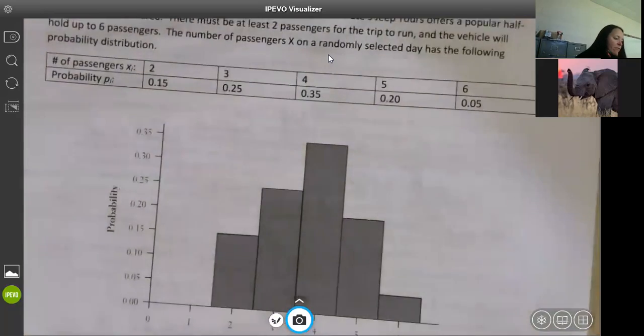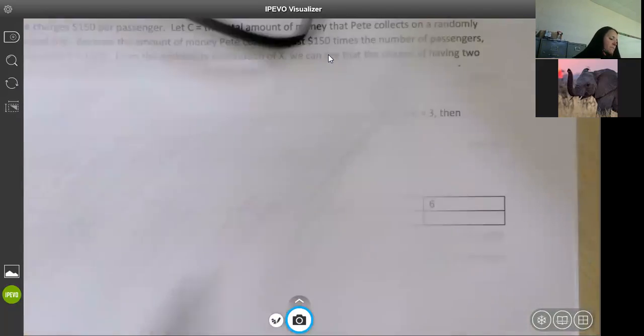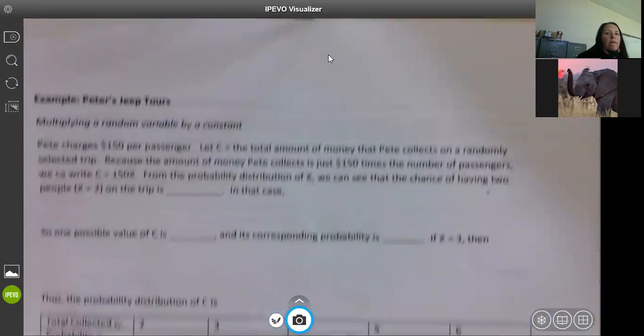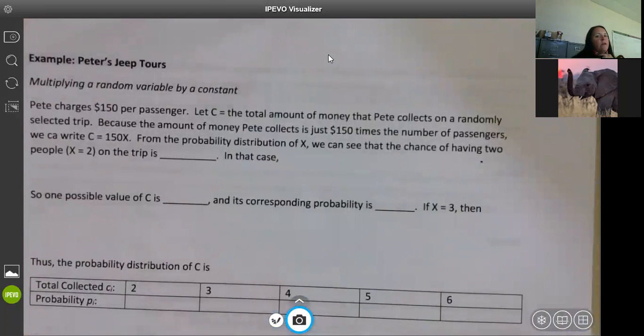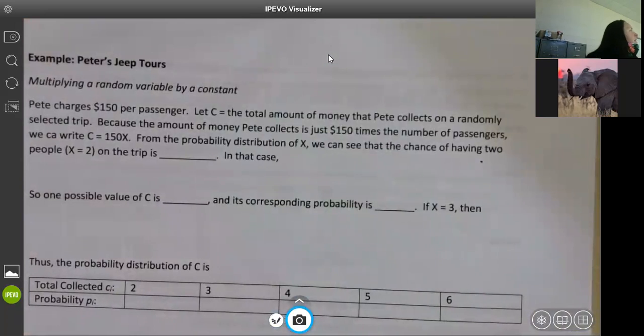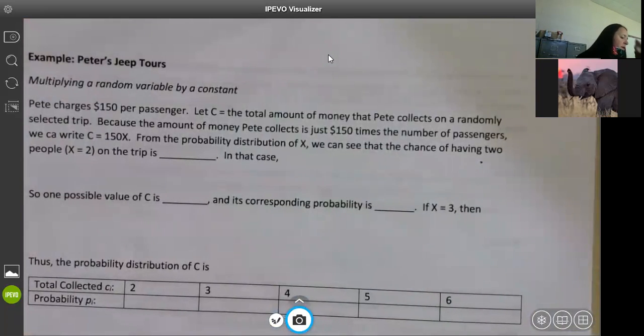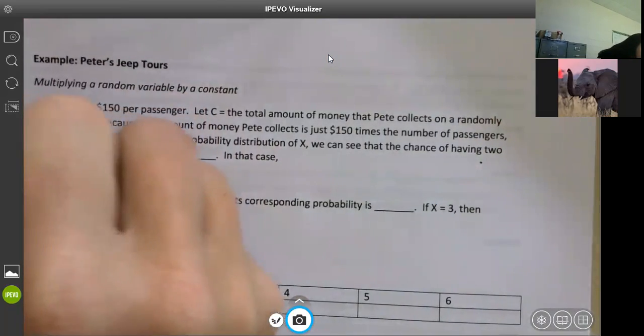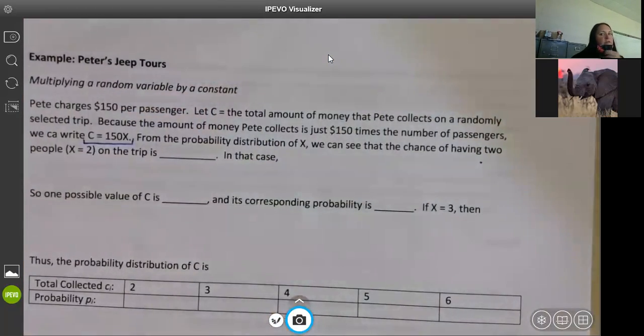All right, next page. The rest of them are pretty much that quick too. It seems like a lot of pages, but they're all quick. So it said he charges $150 per passenger, and we want to figure out the total amount of money that he collects. This is the formula: C equals 150X. And remember, X is from the last time. We're just changing that last one a little bit.